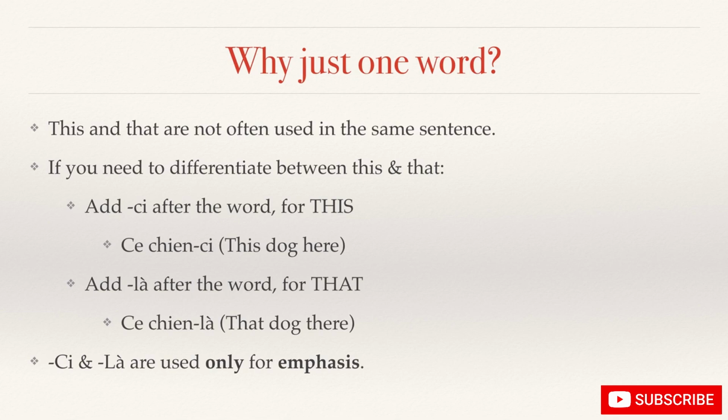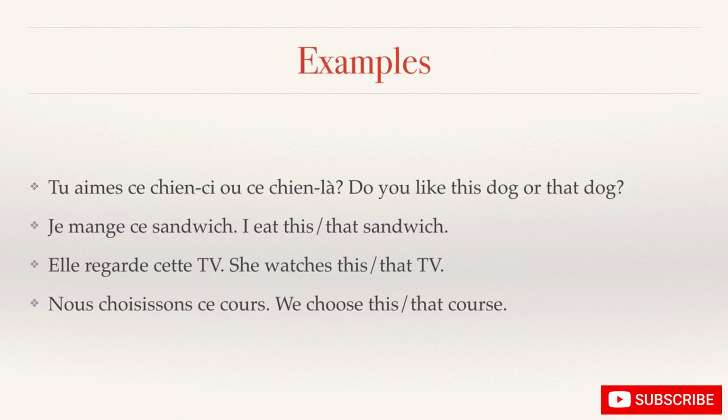So ci and then là are only used for emphasis and not used all the time. So they're not super common, but you might see them. But it's good for emphasizing between two different things. So just some examples. Tu aimes ce chien-ci ou ce chien-là? Do you like this dog or that dog?